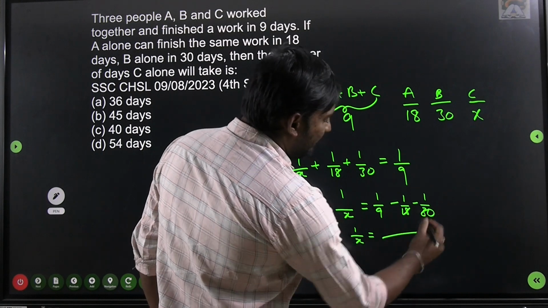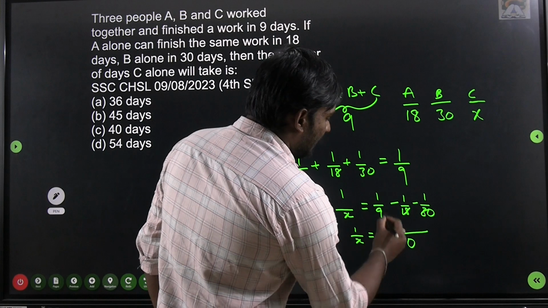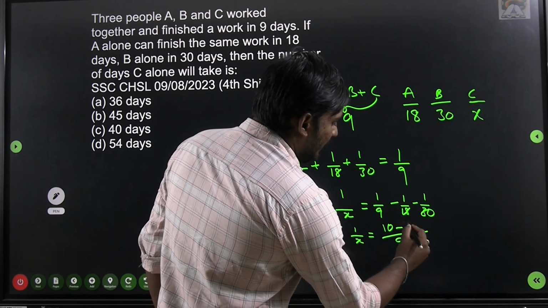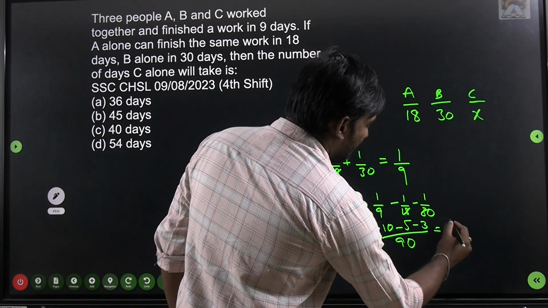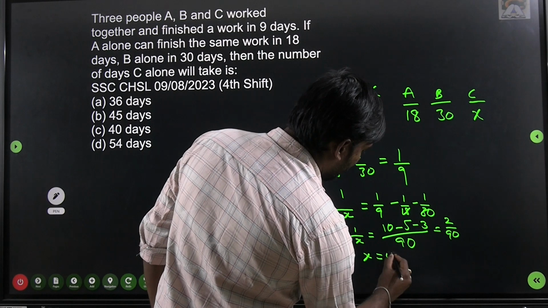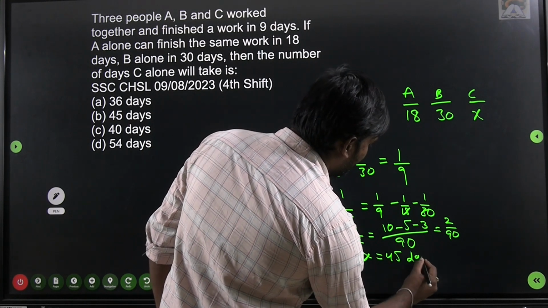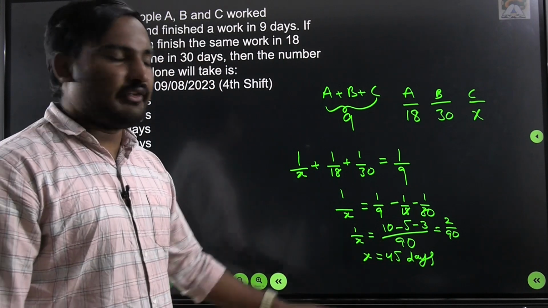The LCM of 9, 18, 30 is 90. 9 times 10, 18 times 5, 30 times 3, which gives 2 by 90. X is 45. X is nothing but C. C will take 45 days to complete.